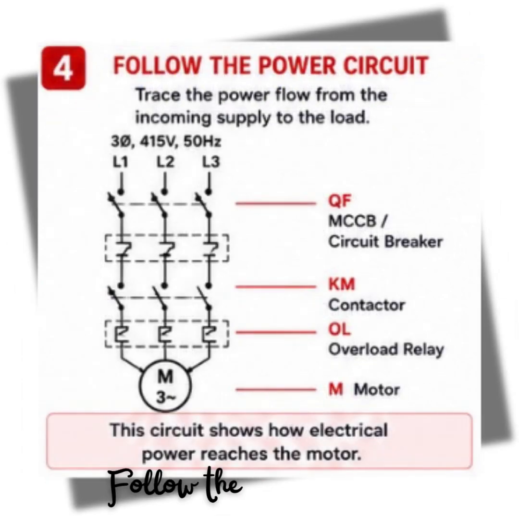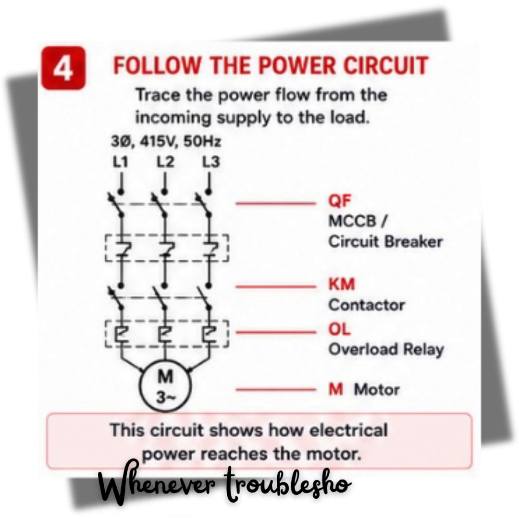Step 4. Follow the power circuit. Now let's trace the power flow. A typical motor control circuit looks like this: incoming supply, to circuit breaker, to contactor, to overload relay, to motor. The power circuit tells us how electrical energy reaches the motor. Whenever troubleshooting, start by checking this path.